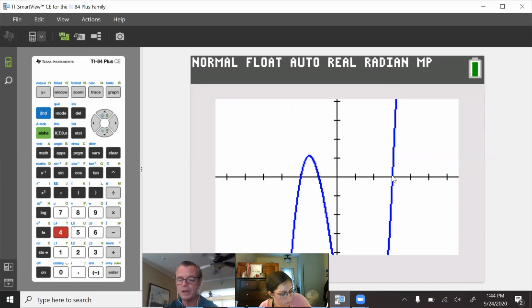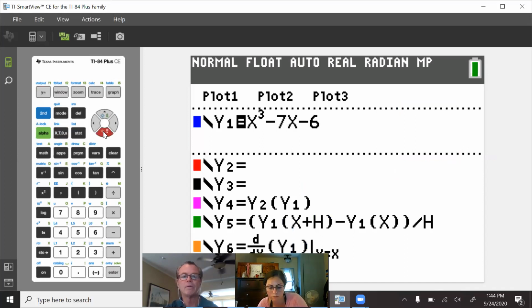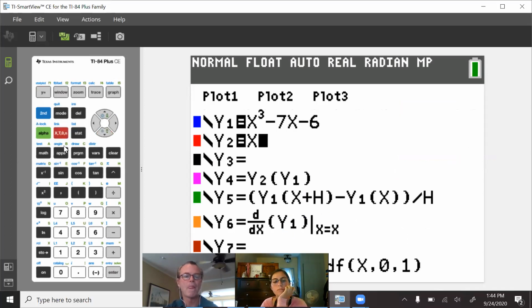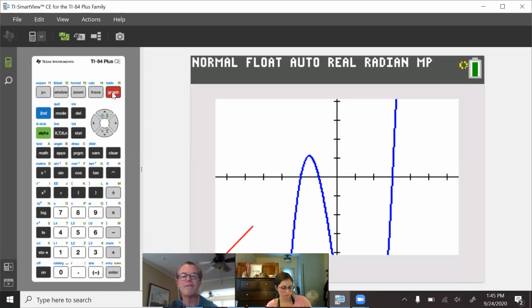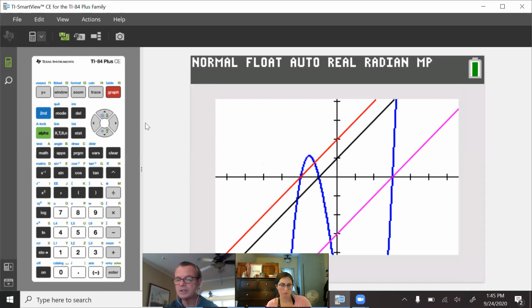Well, do you understand the cubic is a product of linear factors? So if I go back to y equals, I would have x plus 2. You don't need to do this, but just look up there. x plus 1 and x plus a -3. And if I push graph, I've got these lines that are crossing the x-axis at the same place the cubic is.